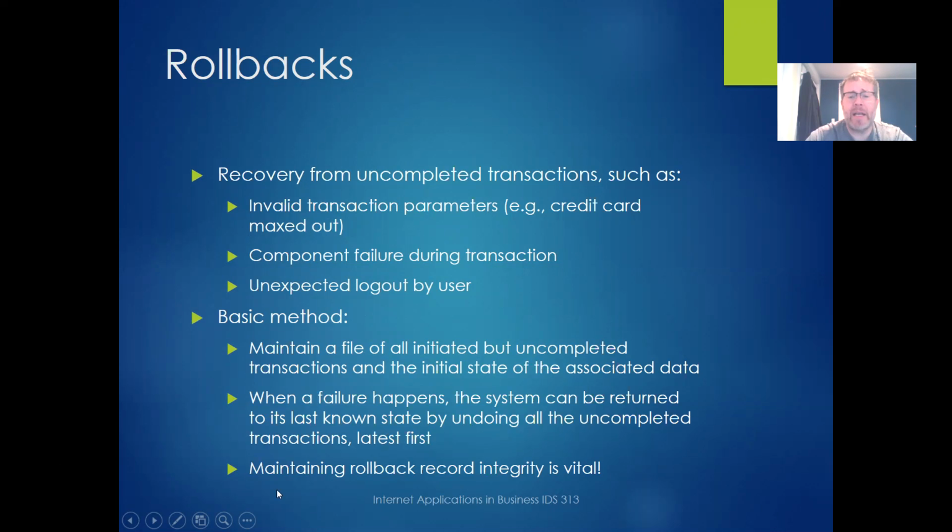Anyway, maintaining rollback records is extremely important because if you have a large scale failure, for example, a big fire in one of your systems, then the ability to roll all that back and restore it to its initial state is very, very important. Not having that would be very expensive. So rollbacks are important. What are they for? They're for transactions that fail, so you can return the system to its pre-transaction state.